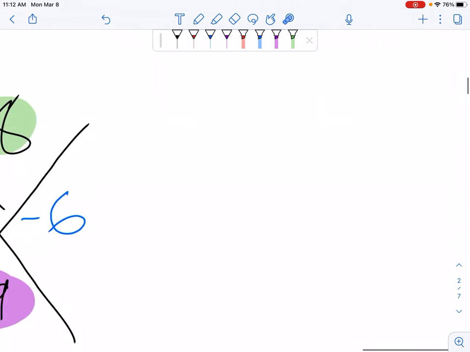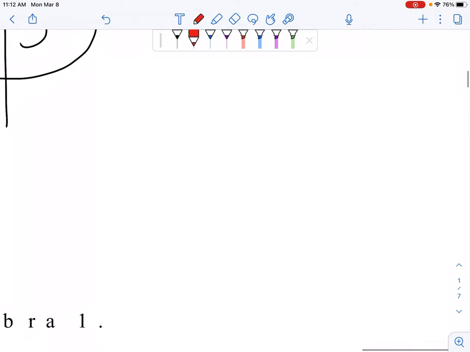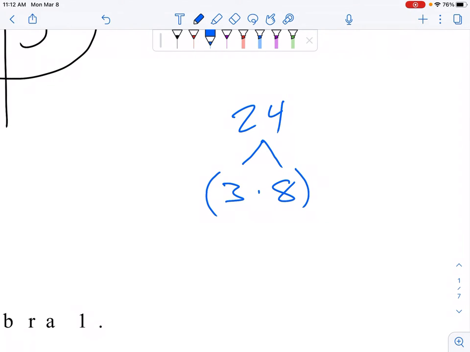If I were to take, this is a very simple example, but if I were to take 24 and break it down, I could break 24 down into two terms that multiply, two factors that multiply to make 24. Let's say 3 and 8. So 3 times 8 means the same exact thing as 24. It's the same value.